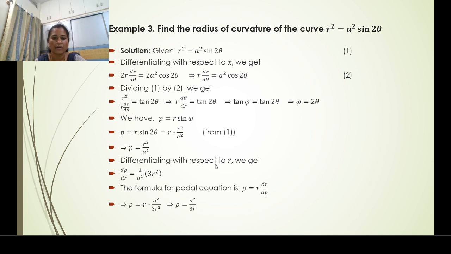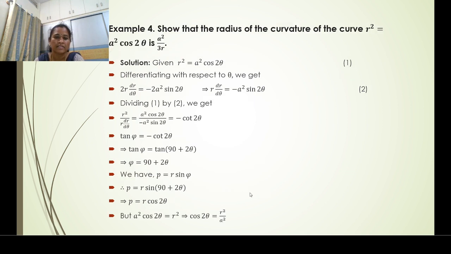Differentiating with respect to r, we get dp by dr is equal to 1 by a square constant, r cube differentiation is 3r square. The formula for pedal equation is rho is equal to r into dr by dp, but we found dp by dr. Therefore rho is equal to r, we have to write it as a square by 3r square. This is the reciprocal. Okay? Because it is dp by dr and we need dr by dp, we have to take the reciprocal, a square by 3r square. Therefore rho is equal to a square by 3r, one r term gets cancelled. So this is the required result.